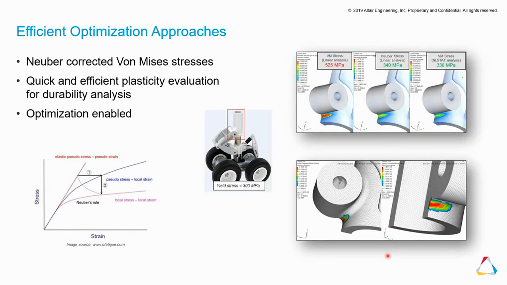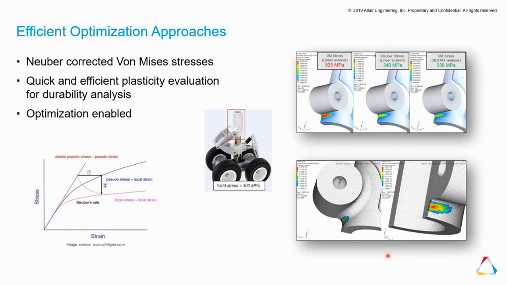We also keep looking at ways by which we can improve the efficiency of processes. In this case, this is one such approach where we are trying to improve the efficiency in the context of optimization when it comes to evaluating for plasticity. So what we're using here is based on the Neuber correction, and the idea here is to very quickly and efficiently evaluate plasticity from a linear analysis.